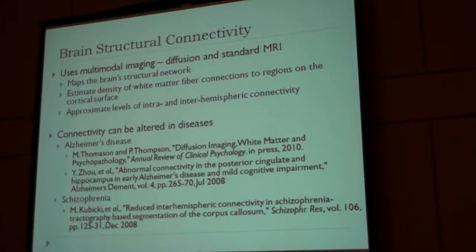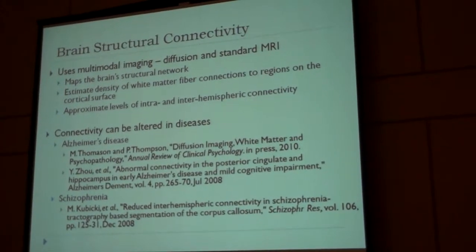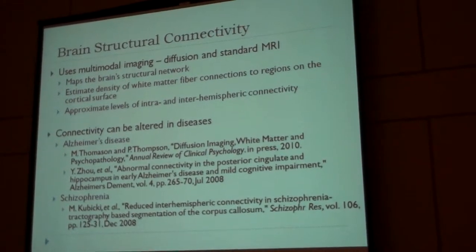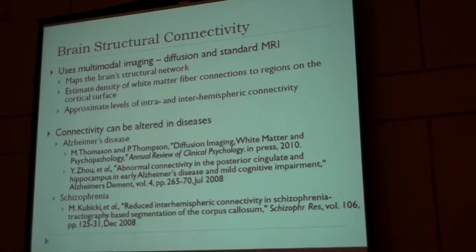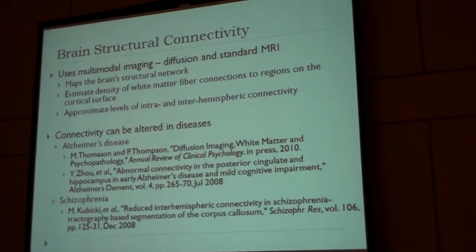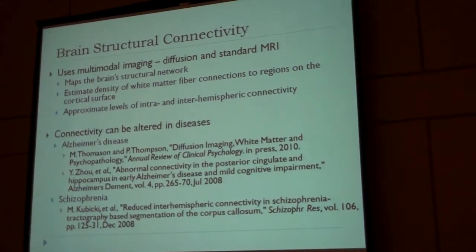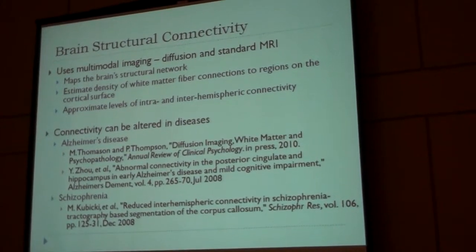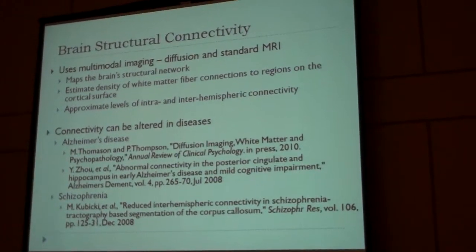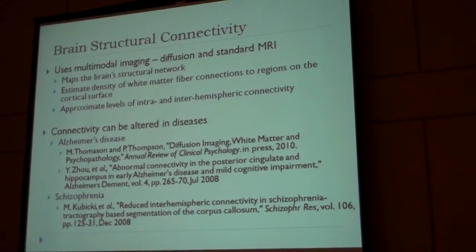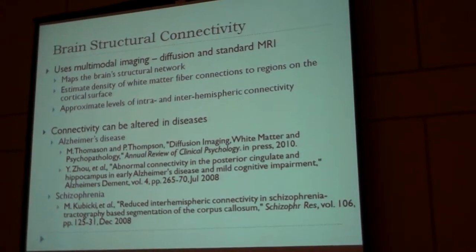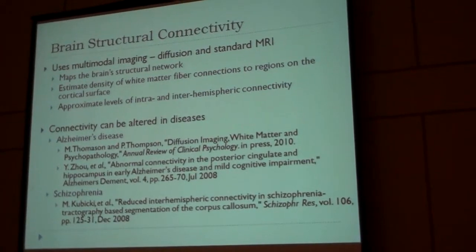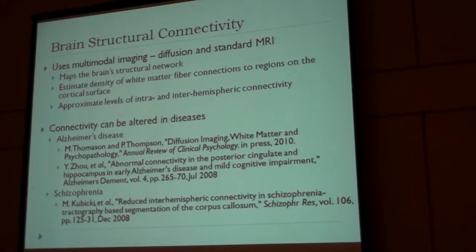We can understand the structural connectivity of the brain using standard magnetic resonance imaging and diffusion weighted imaging. And we can use a tractography algorithm to extract fibers from our diffusion-weighted images and use those fibers to understand connectivity within and across hemispheres. There's literature that shows diseases like Alzheimer's and schizophrenia change the structural connectivity of the brain significantly.